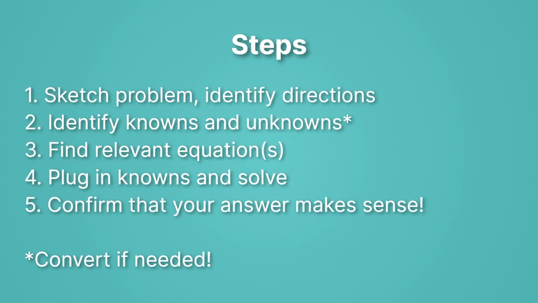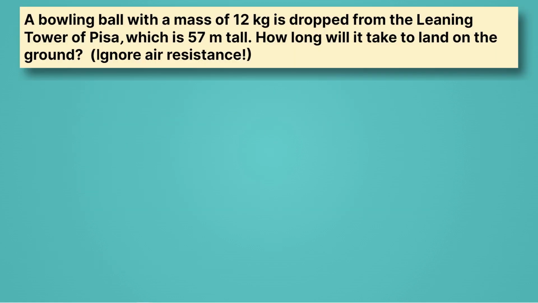Here are the steps we're going to follow. We've seen these before. We're going to sketch the problem and identify our directions. We'll identify any knowns and our unknowns. What are we looking for? We'll convert if we need to. Then we'll find the relevant equations. We'll plug in our knowns and solve for our unknowns. And lastly, we'll think if our answer makes sense. Let's take a look at these problems.